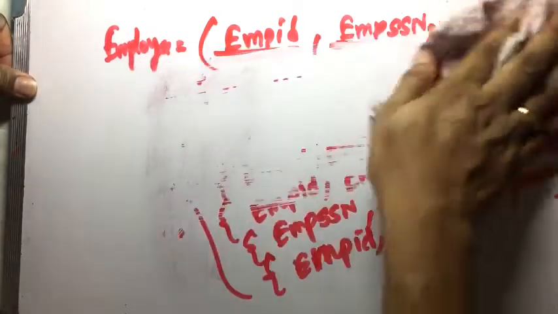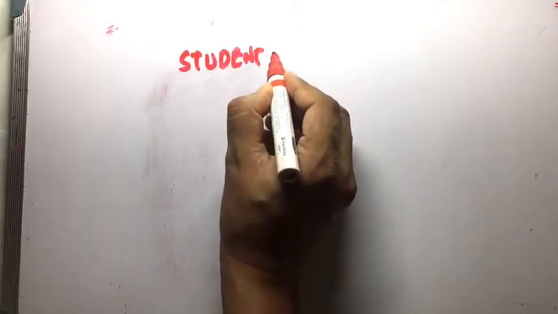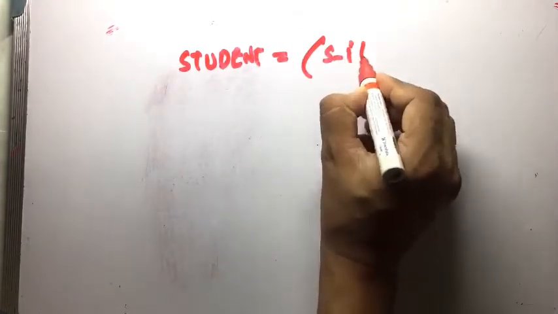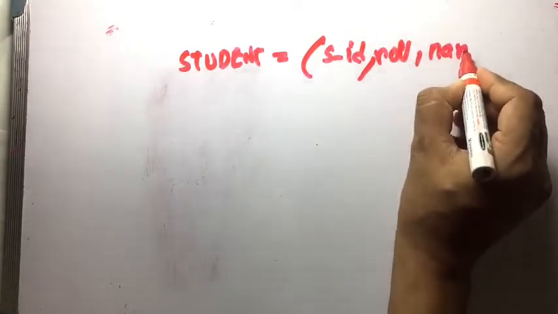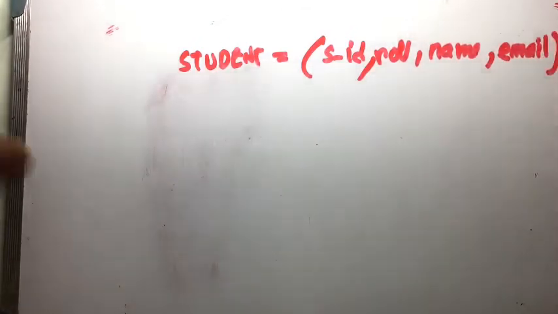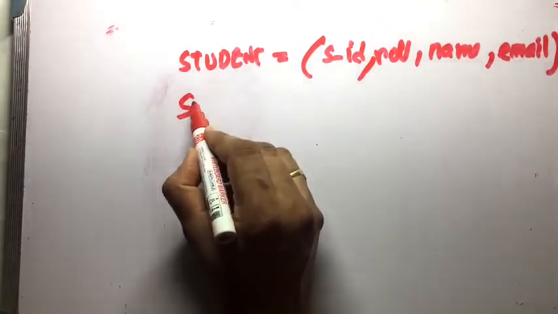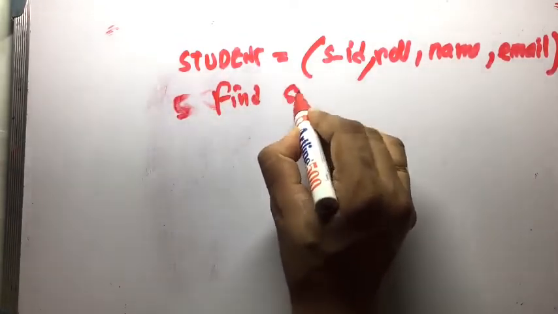All are super keys. Consider another example. Suppose the name of the table is Student. It consists of student ID, roll, name, and email ID. These are the attributes of the student entity. Question: find the super keys.